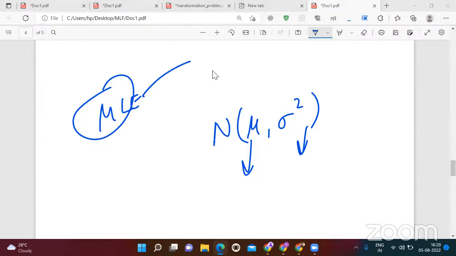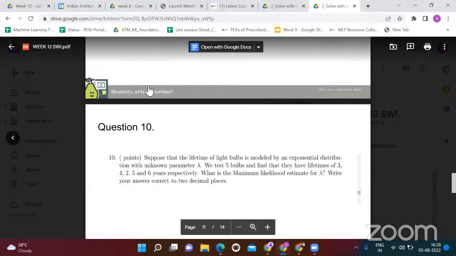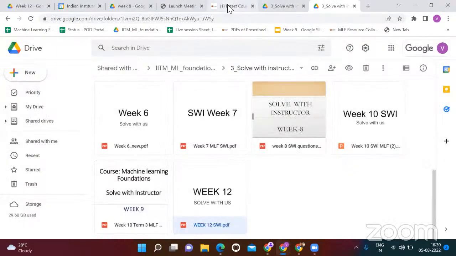Sir, will the question be the same as this one, like we saw for exponential? Values will be given directly, no? Not the same, but almost. Okay, so we should practice for normal, exponential, and Poisson.